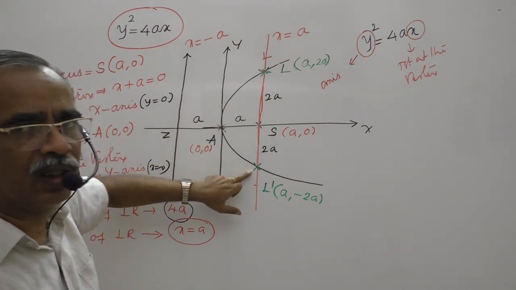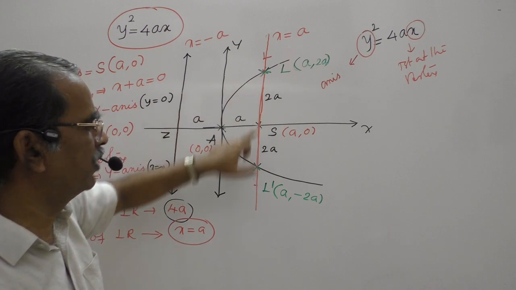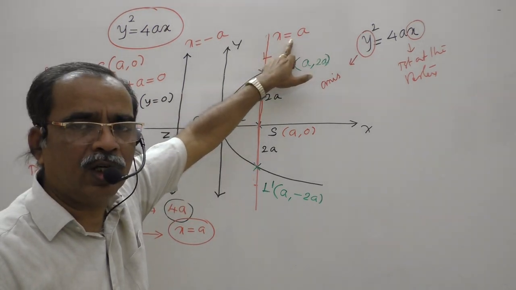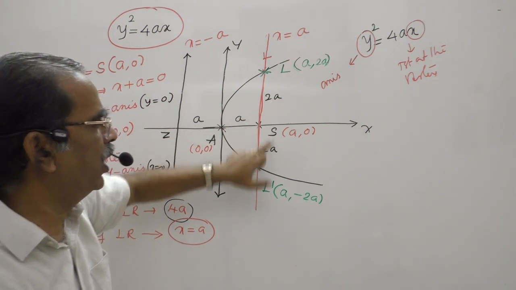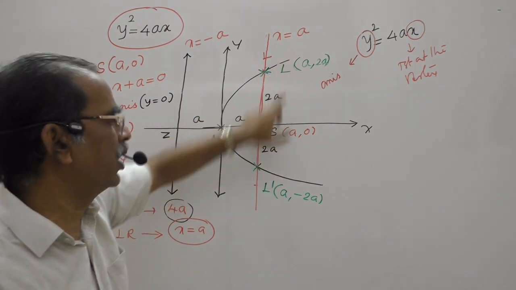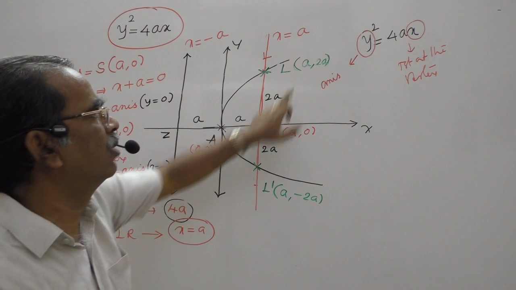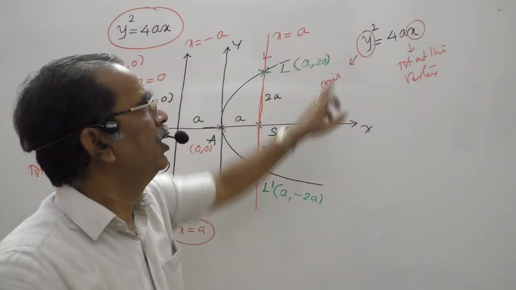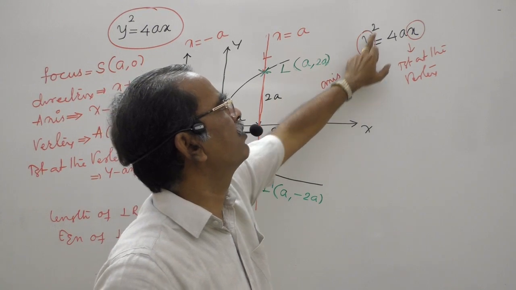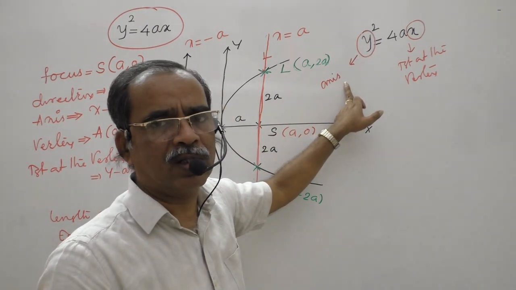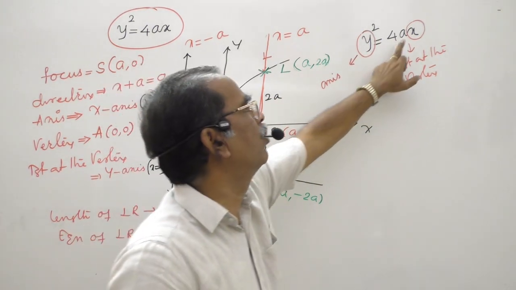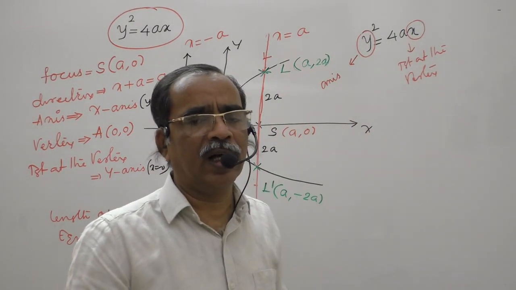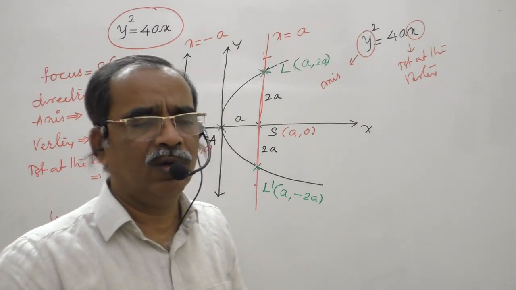L L dash is the length of the latus rectum. The length of the latus rectum is 4a. Its equation is x equal to a. This is 2a and this is 2a. These are the extremities of the latus rectum, (a, 2a) and (a, minus 2a). In the equation, the base of the second degree term will always represent the axis of the parabola, and the first degree term will represent the tangent at the vertex.